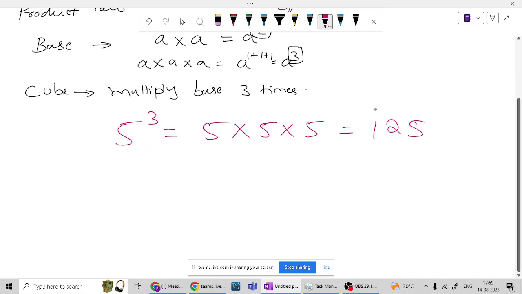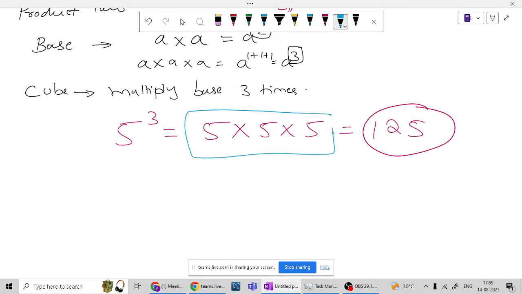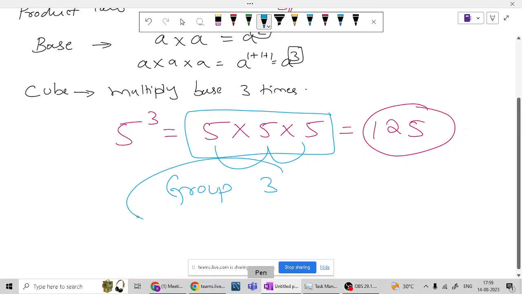And if this is 5 cube, what do we call this as? Can you see everything is grouped in how many times? How many times 5 is present? 3 times. So you have to group three times. Group the same numbers 3 times. This is the concept. You have to group same numbers 3 times. So 125 is the result, the product which we get.